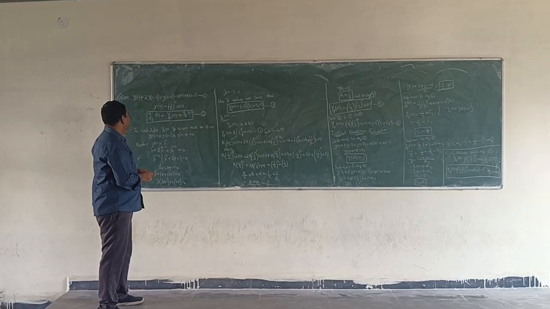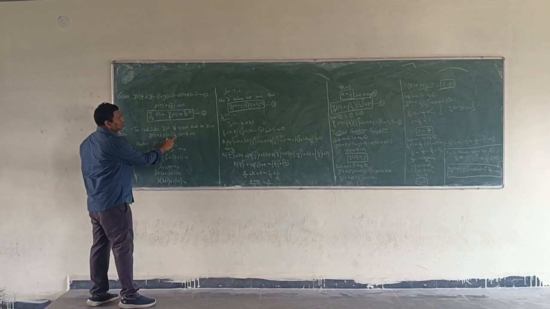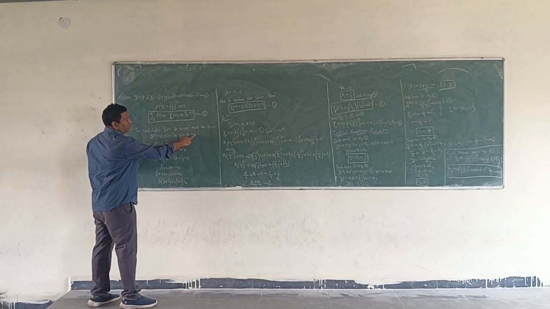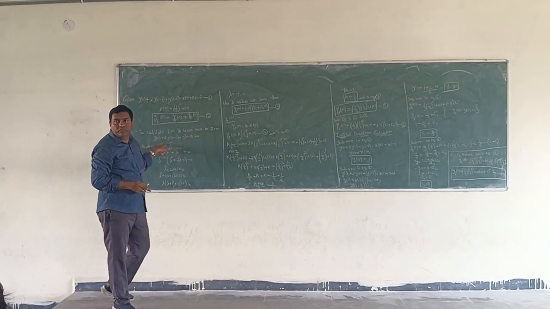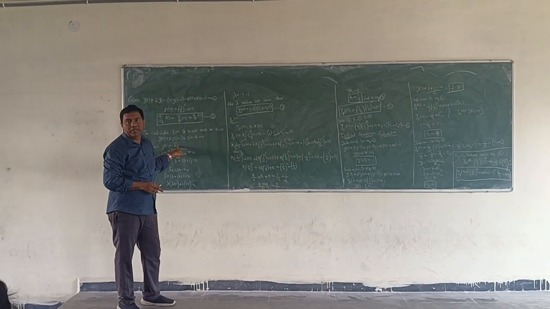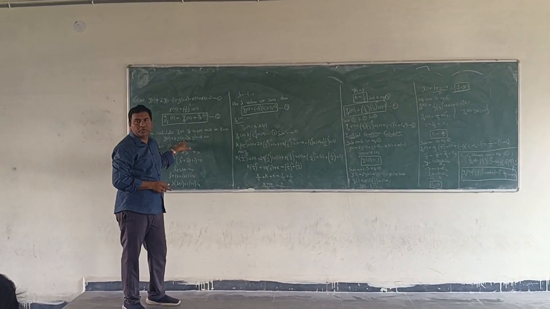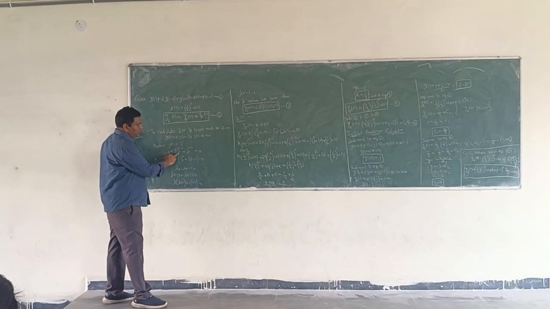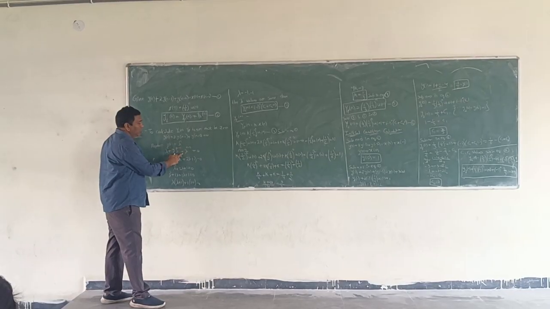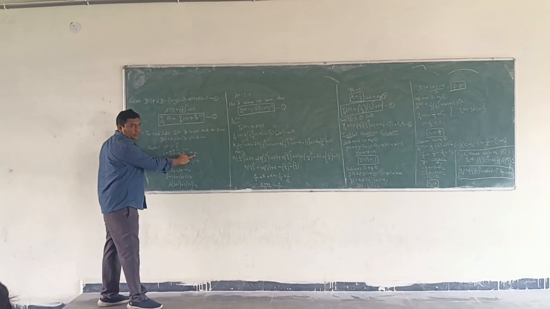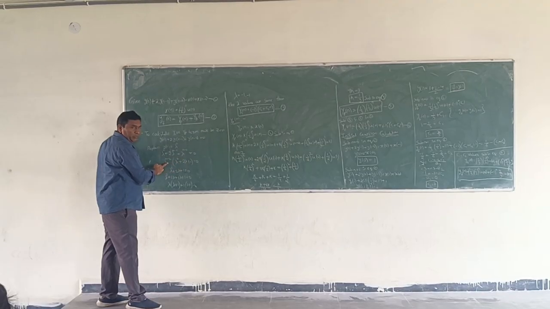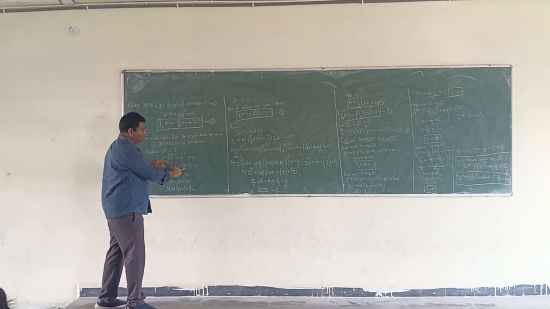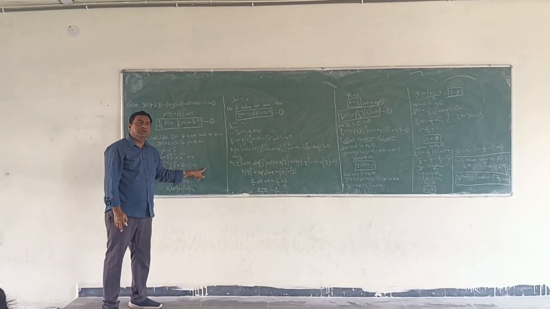So we can write y of n plus 2 into y of n minus 1 plus y of n minus 2 equal to 0. Then replace y of n with lambda to the power of n, and y of n minus 1 with lambda to the power of n minus 1. So you can write lambda to the power of n plus 2 into lambda to the power of n minus 1 plus lambda to the power of n minus 2 equal to 0. Now by taking lambda to the power of n minus 2 as common, you have lambda square plus 2 lambda plus 1 equal to 0.